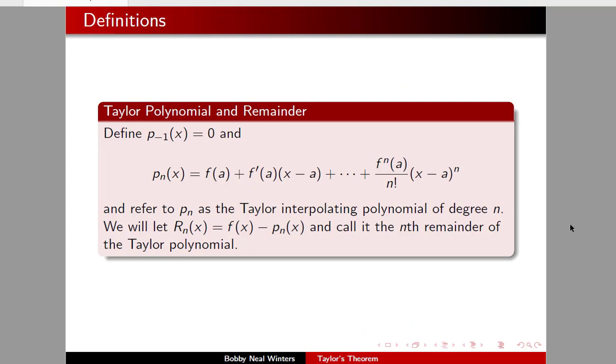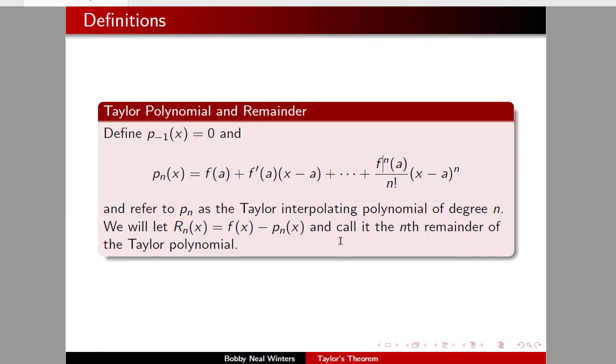All right. Taylor polynomial and the remainder. Okay, so we'll define p sub negative 1 of x to be equal to 0, and p sub n of x to be f of a plus f prime of a times (x minus a) plus dot dot dot plus the nth derivative of f evaluated at a over n factorial times (x minus a) to the nth power. We will refer to p sub n as the Taylor interpolating polynomial of degree n. Now let r sub n of x be equal to f of x minus p sub n of x, and call it the nth remainder of the Taylor polynomial.